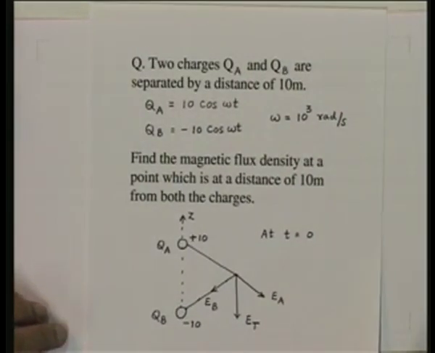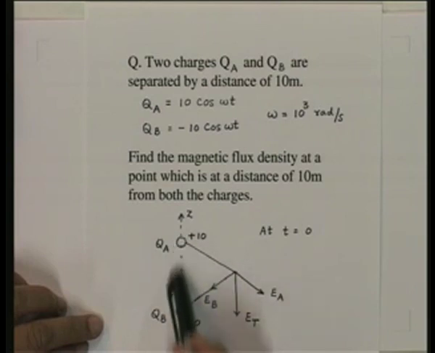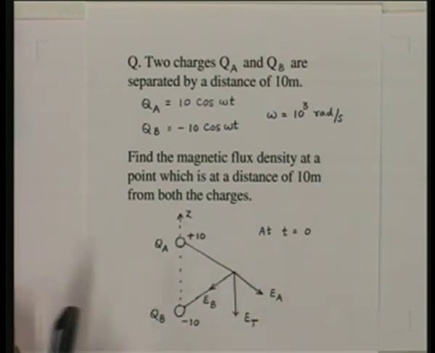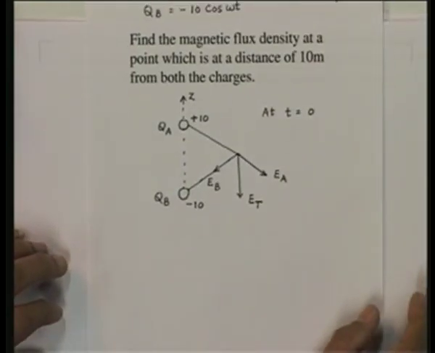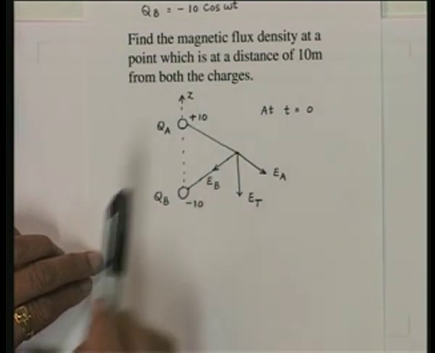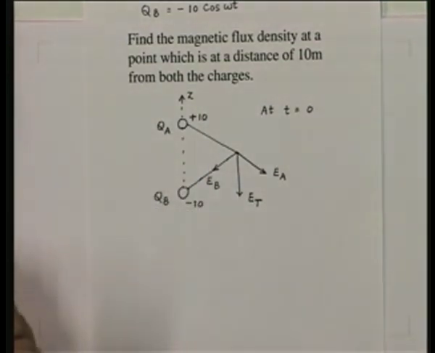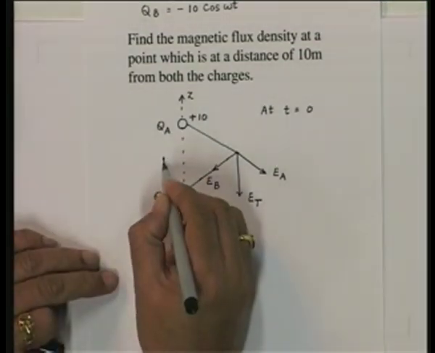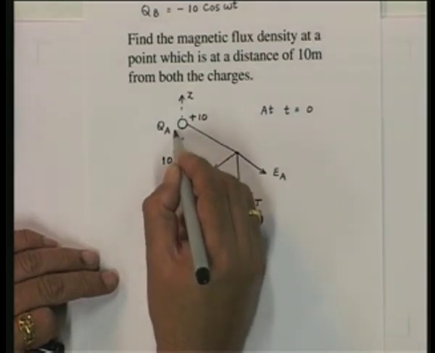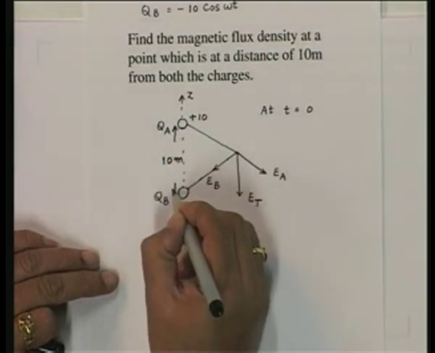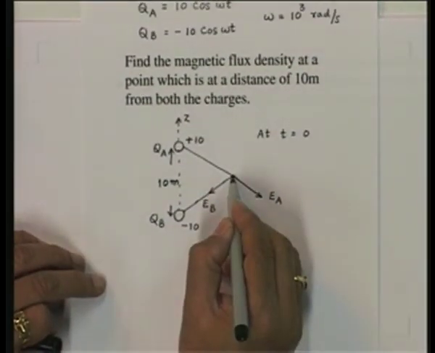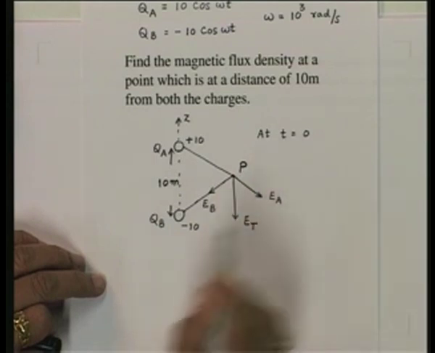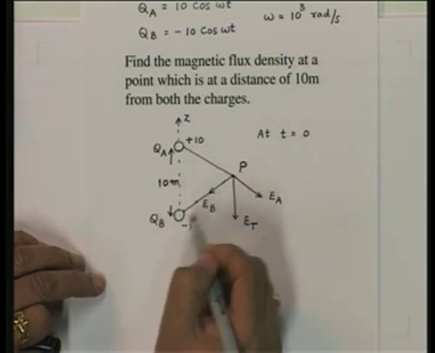Without loss of generality, let us say these charges have an axis, the line joining them, which is oriented in the z direction. So, at t equal to 0, we have a situation where QA is plus 10 coulomb and QB is minus 10 coulomb. The distance between them is 10 meters, and then we have to find the magnetic field at this point P, which is at a distance of 10 meters from both the points.